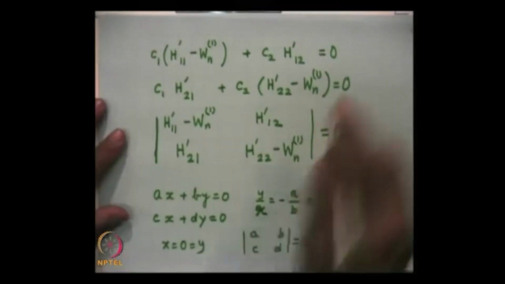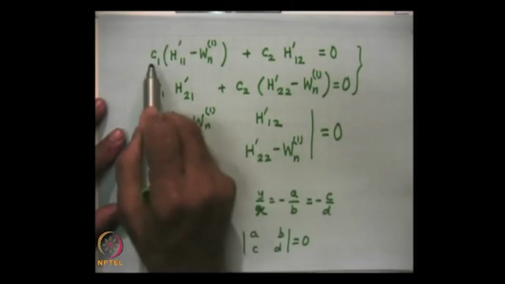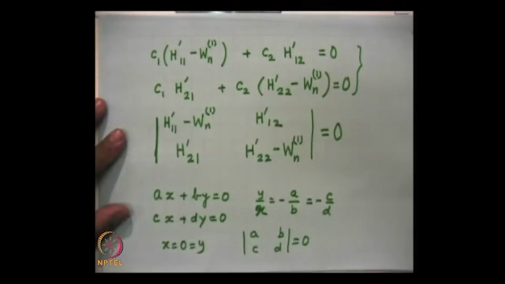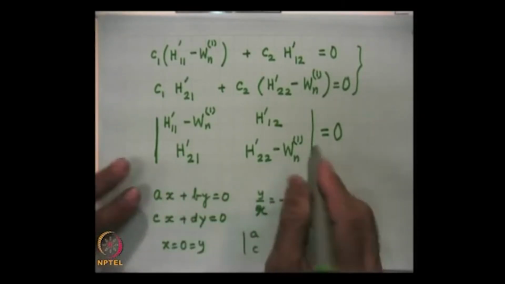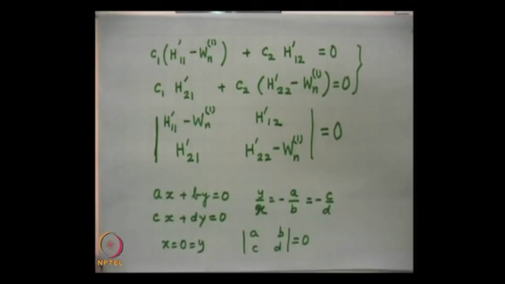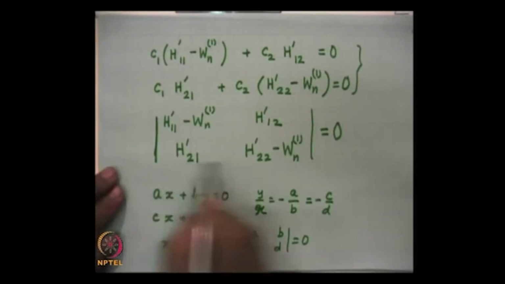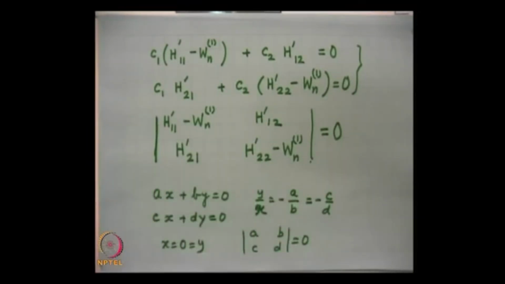So, this is a set of linear homogeneous equations for C1 and C2. The trivial solution corresponds to C1 equal to 0 and C2 equal to 0, but for non-trivial solutions you will have the determinant equal to 0. Now, from this determinant you will obtain a quadratic equation in Wn1, which will give two roots, in general two different roots.